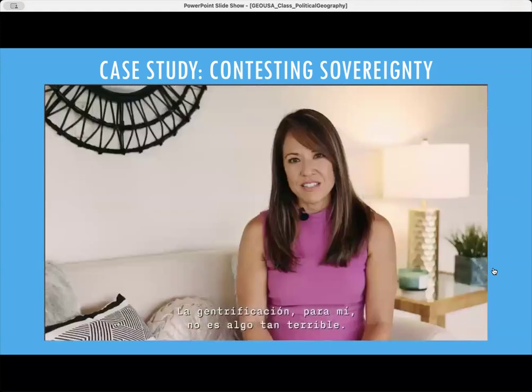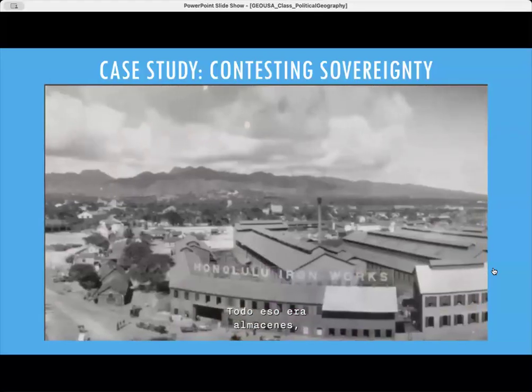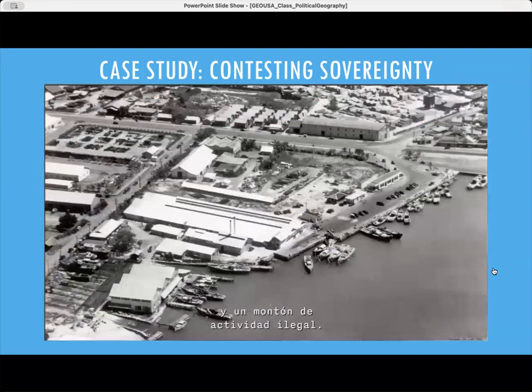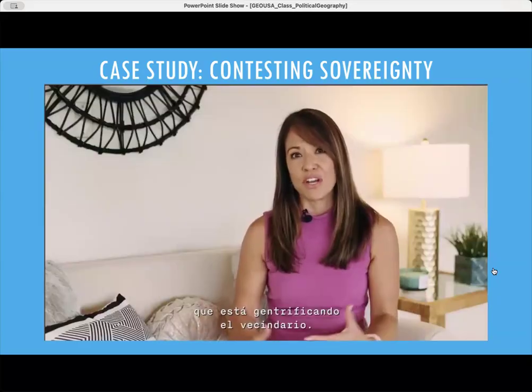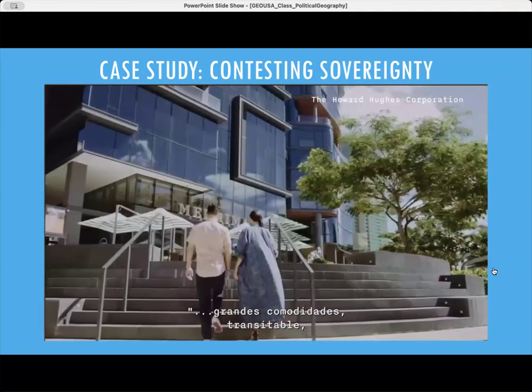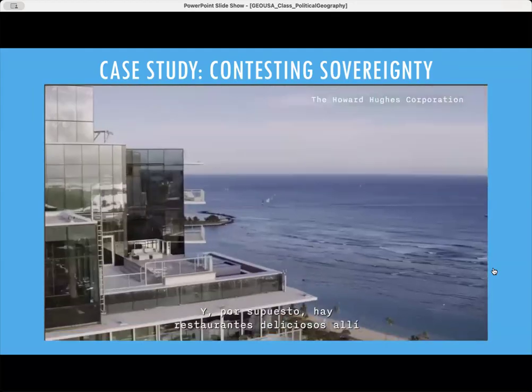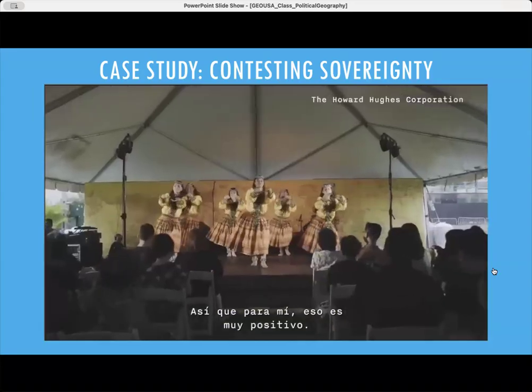Gentrification to me isn't such a terrible thing. There's a neighborhood here called Kaka'ako. It was all just warehouse space and a lot of people sleeping on the street and a lot of illegal activity. So now you've got Howard Hughes that's gentrifying the neighborhood. Great amenities, walkable, with easy access to a 100-acre beach park. And of course, you've got delicious restaurants there, and you've got lifestyle, and you've got community. So to me, that's very positive.